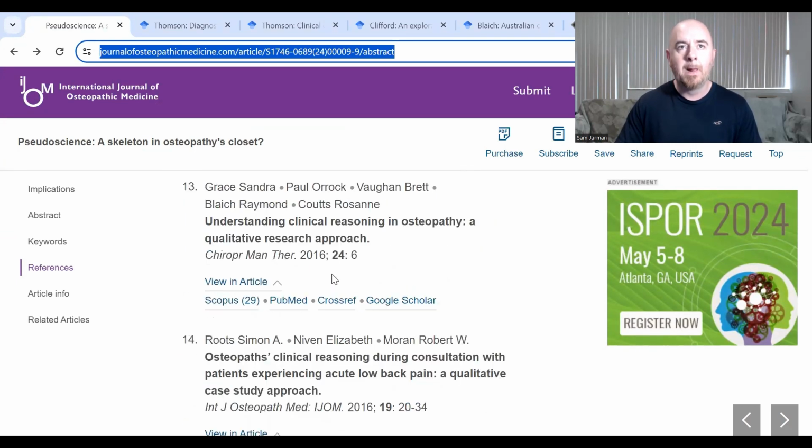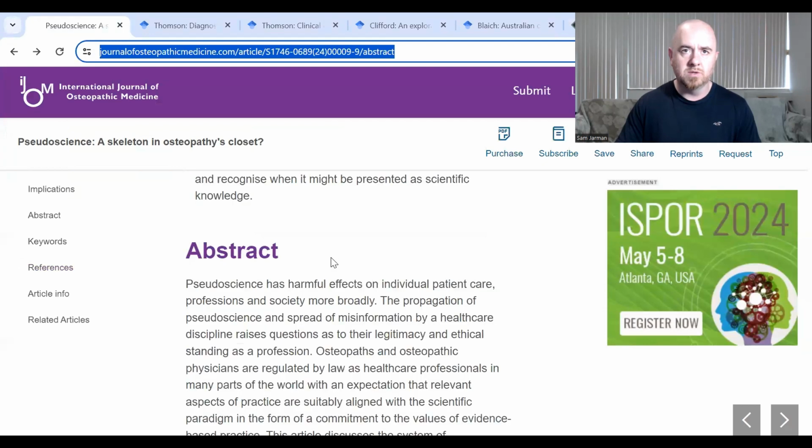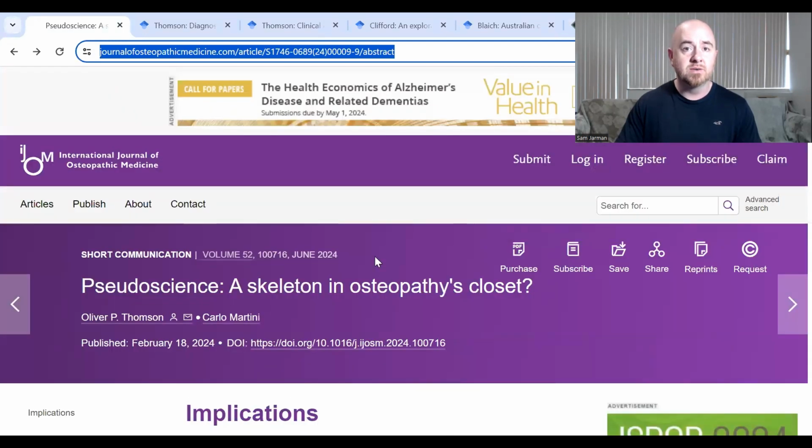Okay, so something had come across my radar. I had seen this, and it is an article. I'll scroll all the way up. It is from the June 2024 edition. So in scientific publishing or in journal publishing, often they will put something out far before the date that it claims. So this is from the June 2024 edition of the International Journal of Osteopathic Medicine.